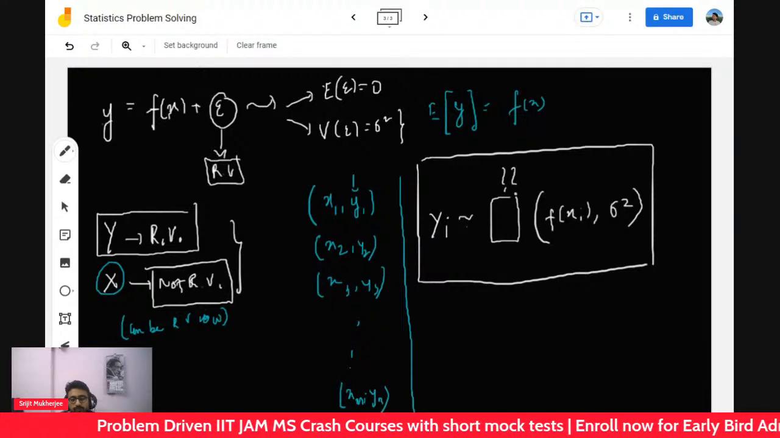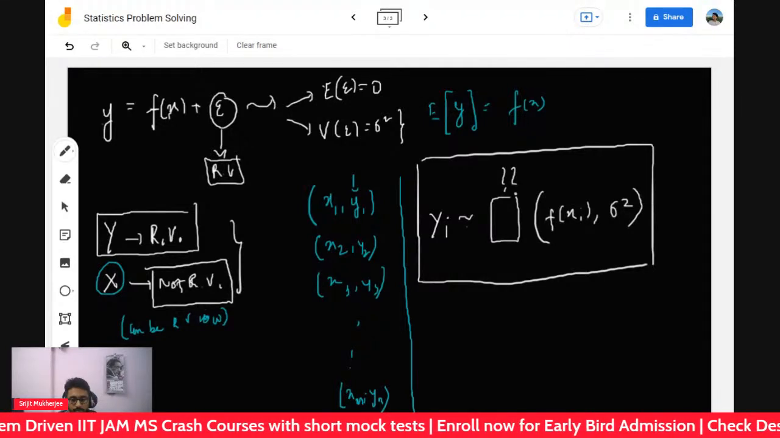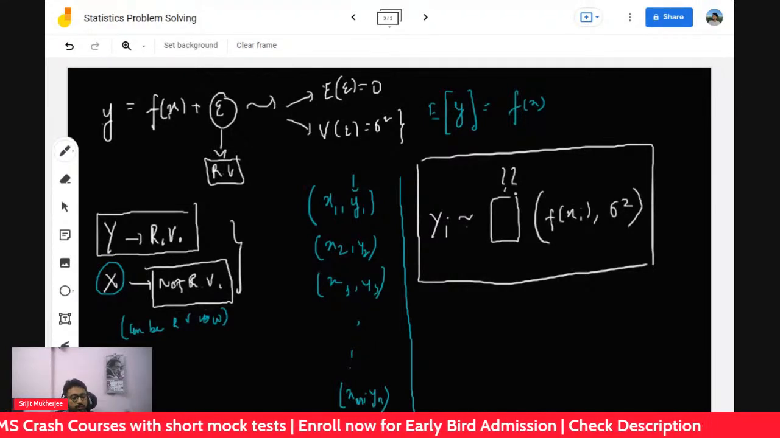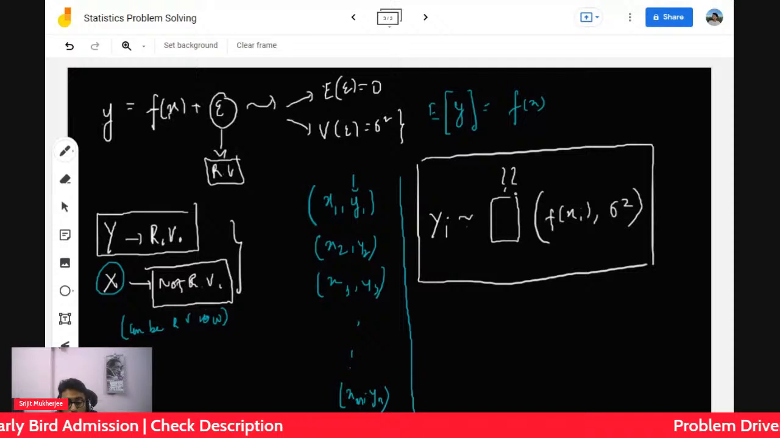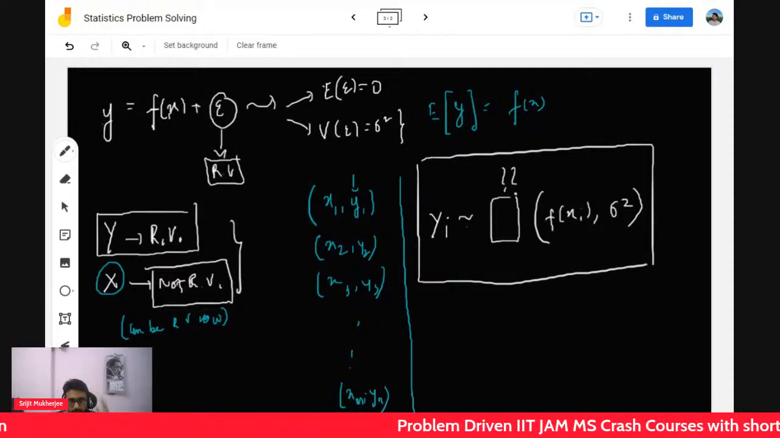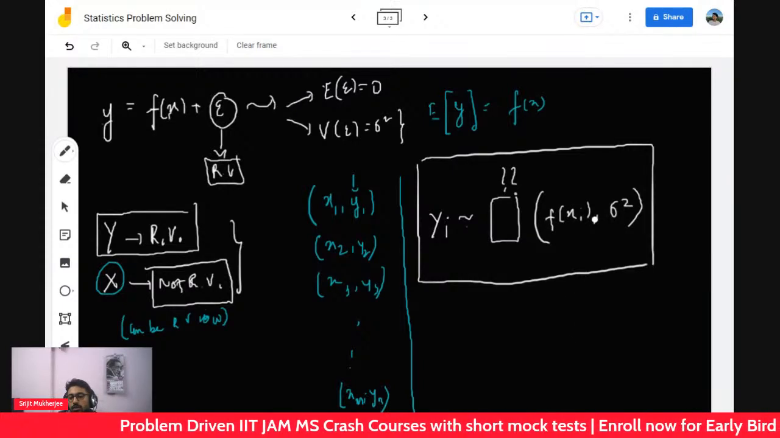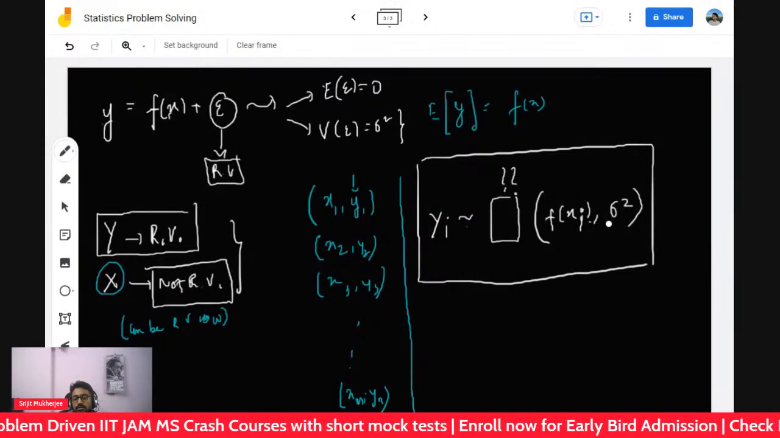So this is the real statistics and application of statistics coming up right now. All these that you are doing, these are the tools. If you really want to know what an application of statistics is, this is where it begins. Okay, so coming back to this, yi follows a certain distribution with mean f of xi and variance sigma square.